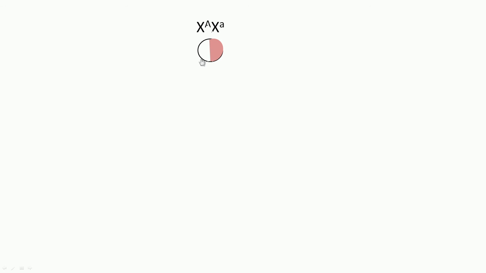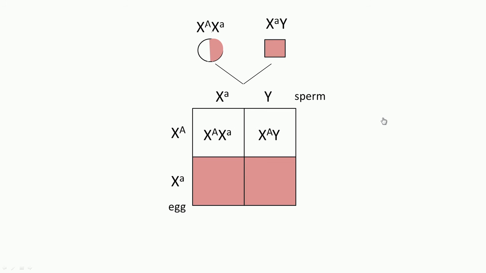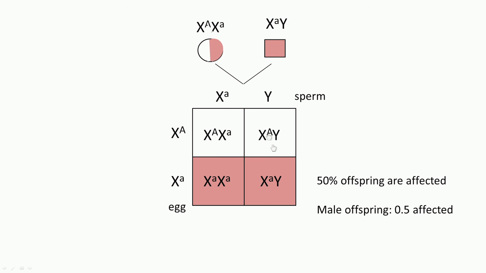Now, let us say it is a cross between a carrier female and an affected male. If we work out the Punnett square, it is going to be something like this. One female and one male are going to be affected. Therefore, 50% of the offspring are affected, and these shaded ones are the affected ones. The male offspring, this and this are males. Male offspring again 50% affected, and female offspring 50% affected, and 50% are carriers.